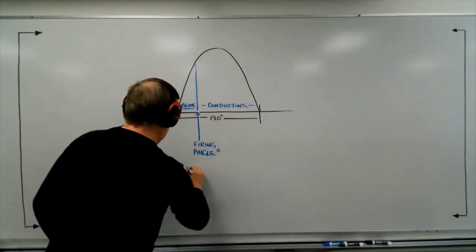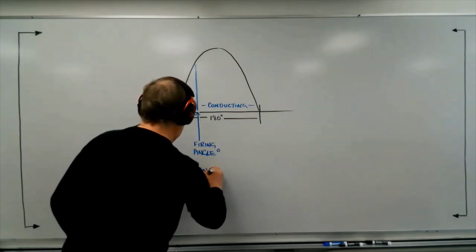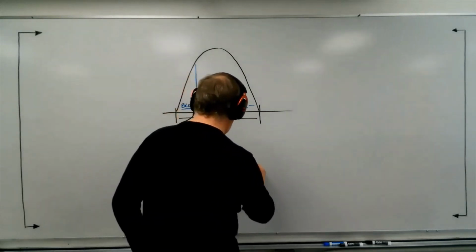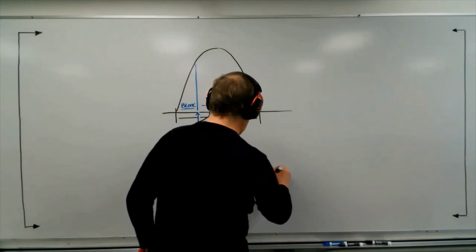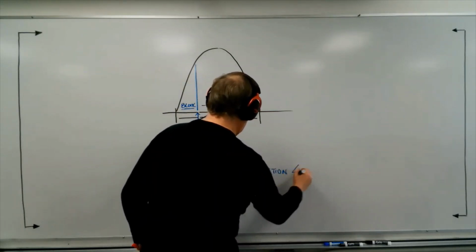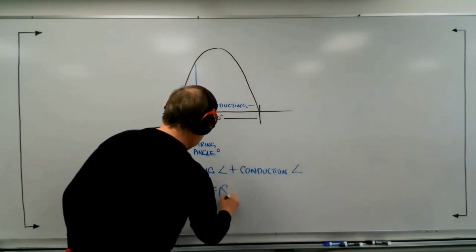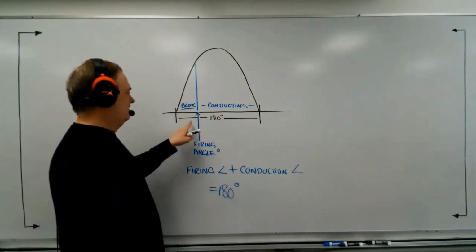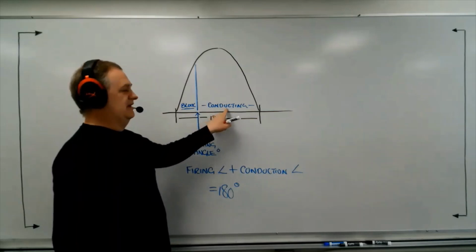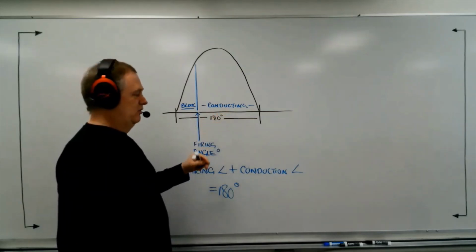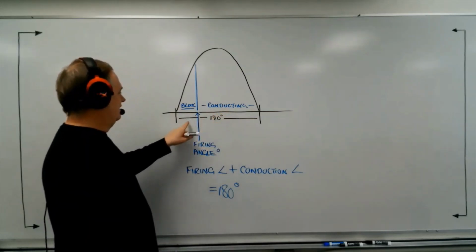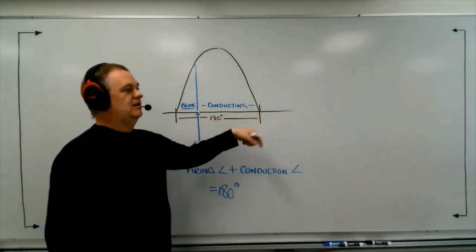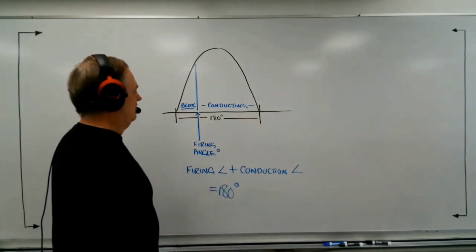If you take the firing angle plus the conduction angle, it always equals 180 degrees. So in other words, if your firing angle is 90, then your conducting angle is 90, and the two of them equal 180. If your firing angle is 30 and your conducting angle is 150, 180 degrees.